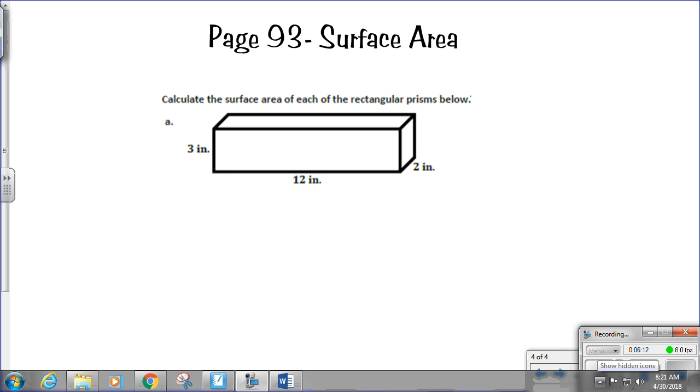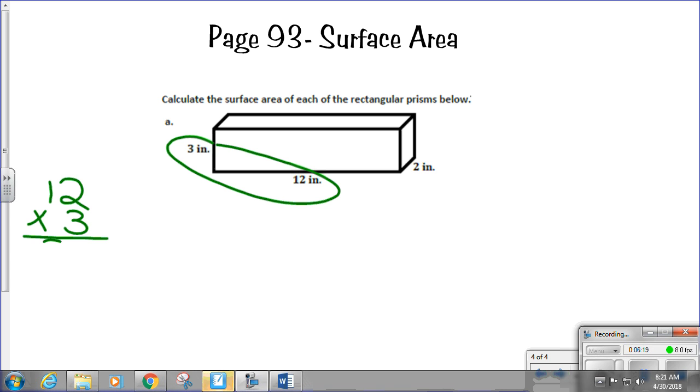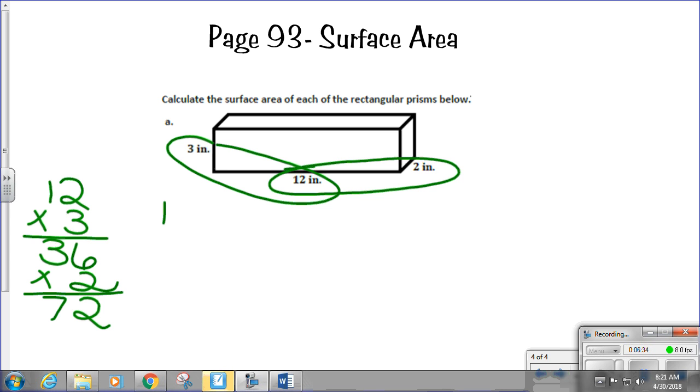Okay, so find two numbers and circle them. It doesn't matter where they are. I'm going to start with the 3 and the 12. 12 times 3 is 36. And I'm going to multiply by 2. 72. Find two other numbers. 12 and 2. 12 times 2 is 24. Times 2 is 48.